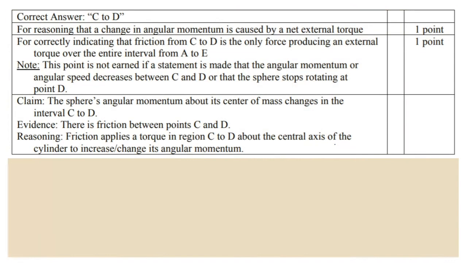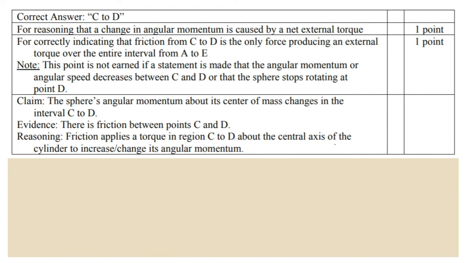All right, moving on to the scoring guide here, we see that they gave you 1 point for reasoning that a change in angular momentum is caused by a net external torque. So even if you just had no clue which segment that actually happened in, if you said that, they gave you a point. And then you got 1 point here for correctly indicating that the friction from C to D is the only force that produces that external torque over the entire time interval. Notice it says this point is not earned if a statement is made that the angular momentum or angular speed decreases between C and D, or that the sphere stops rotating at point D.